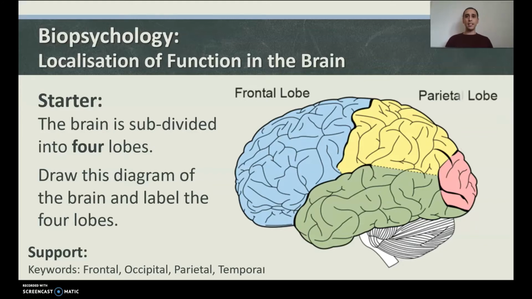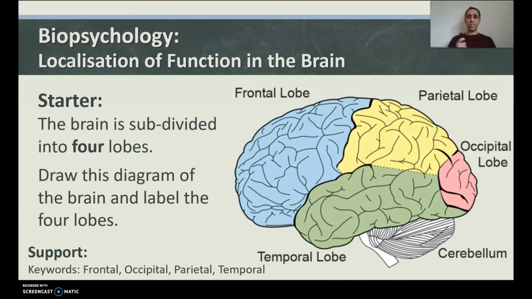The yellow part is the parietal lobe. The red one, you got any idea? Occipital. Brilliant. Well done. And the green part? Did you say temporal? Absolutely smashed. That's the temporal lobe. Anyone know what the white part is? Extra points, bonus points. Cerebellum, you say? Brilliant. Great start already. You've impressed me.